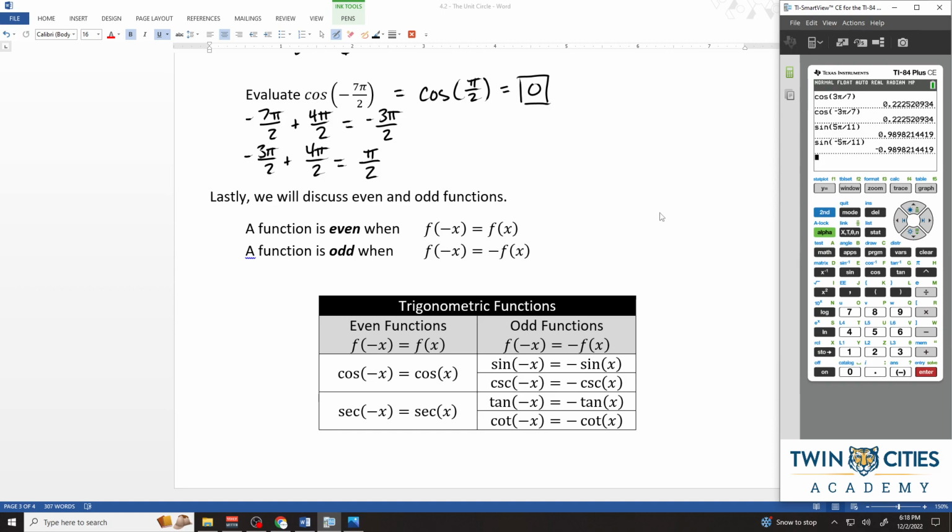Hopefully that gives you some insight as to how we're going to be using the unit circle, as well as just a little bit of information about our trig functions and when a trig function is even versus when a trig function is odd.